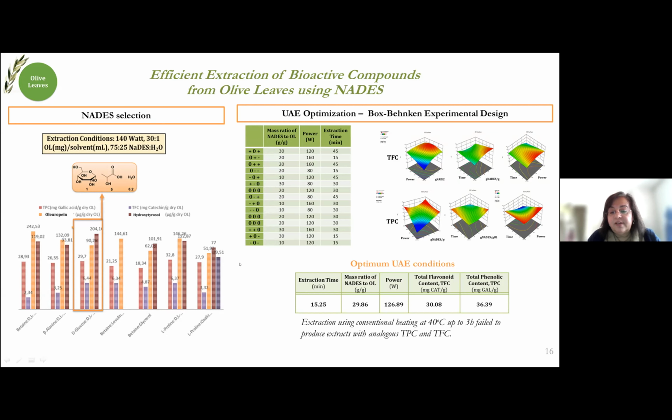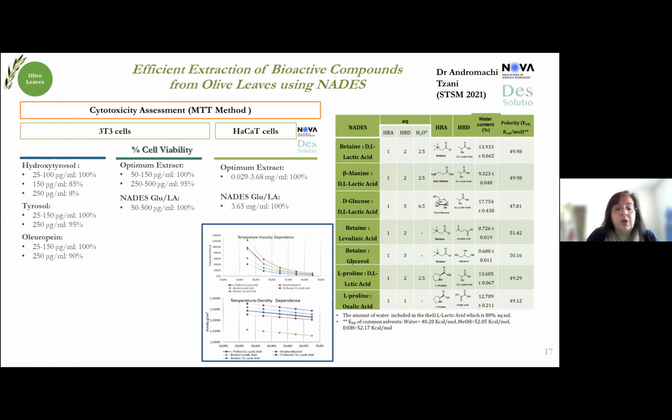So after optimization, we went on to find the optimum conditions, and we also performed an extraction using conventional heating at 40 degrees for up to 3 hours. However, we did not manage to obtain an extract with the same quality as in the case of ultrasound extraction.